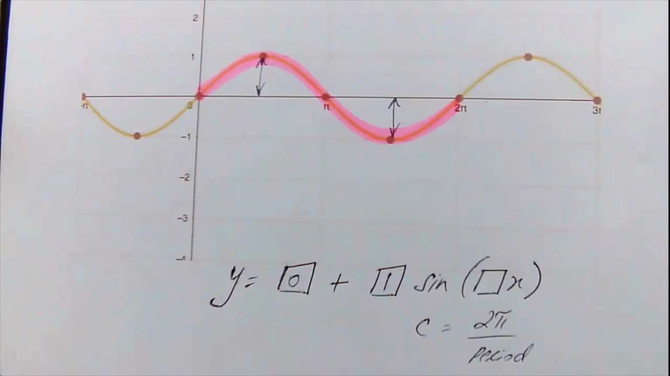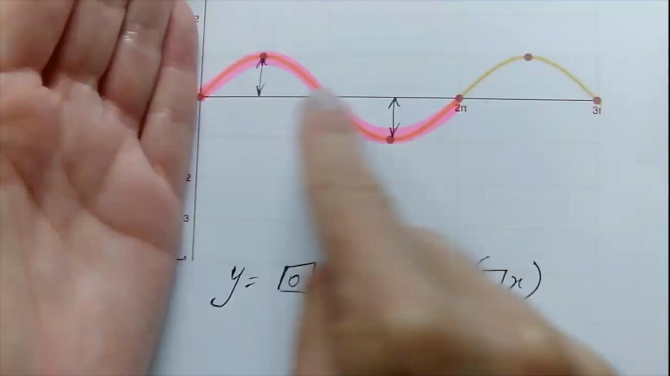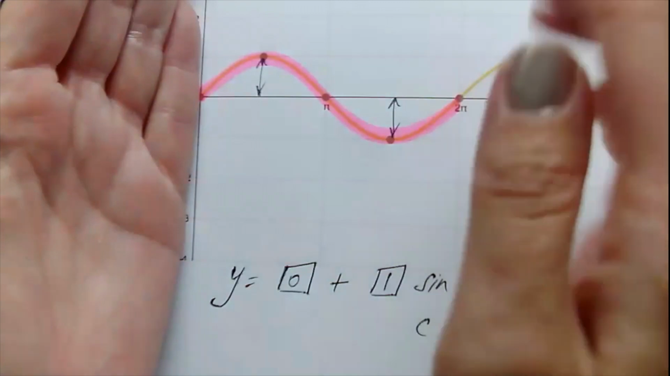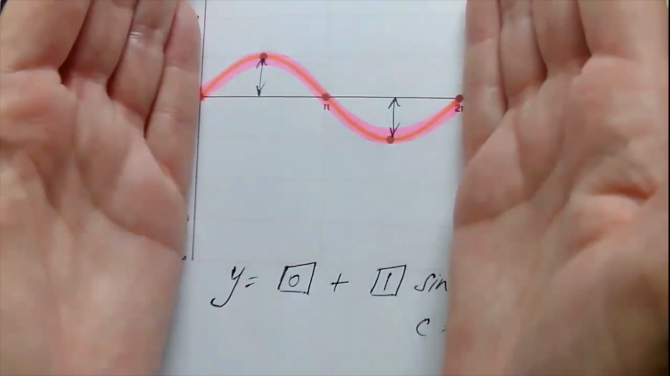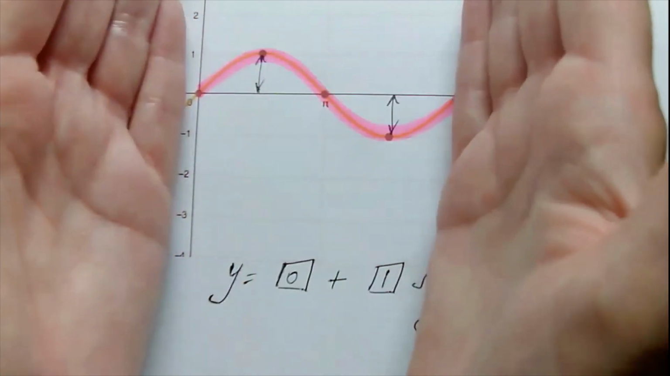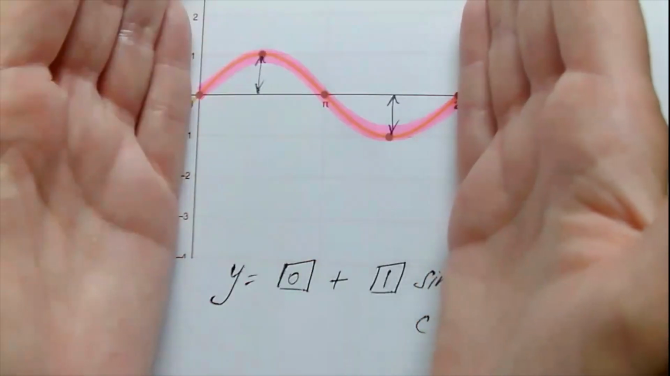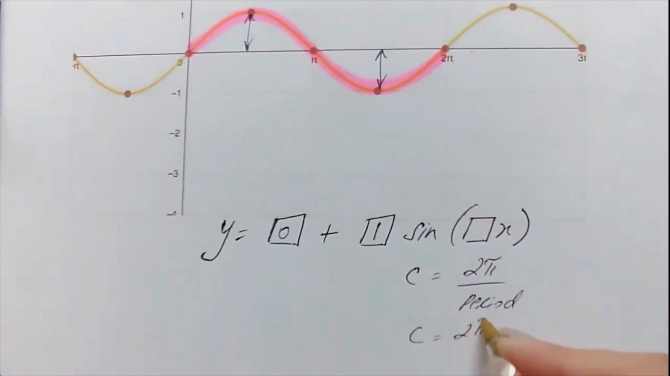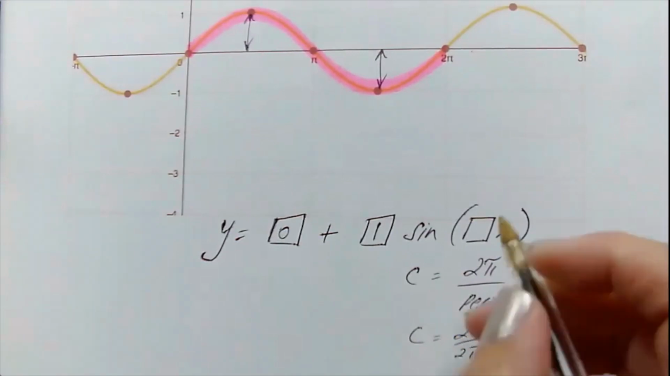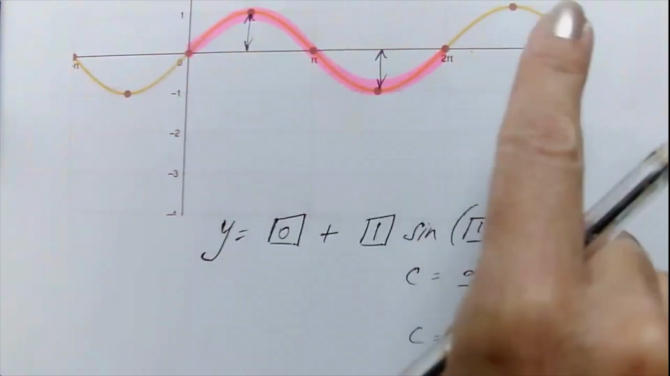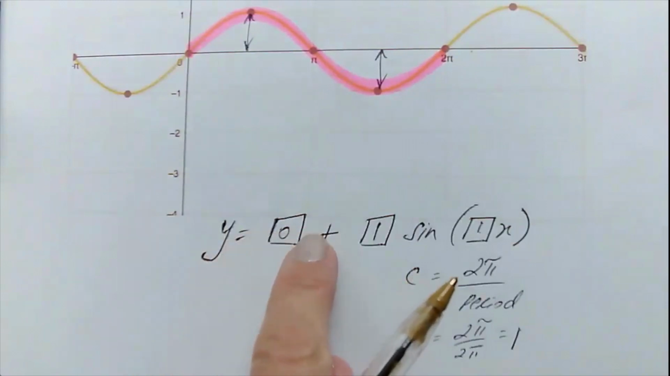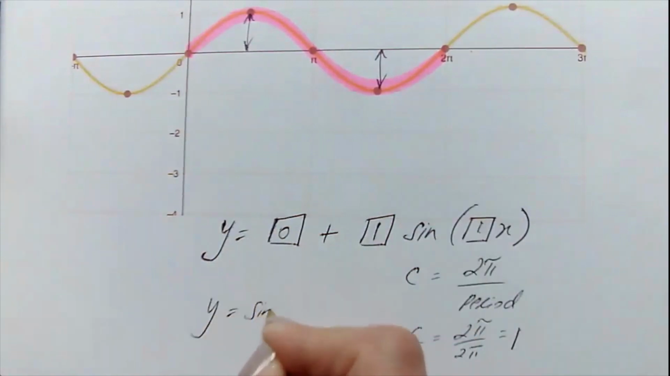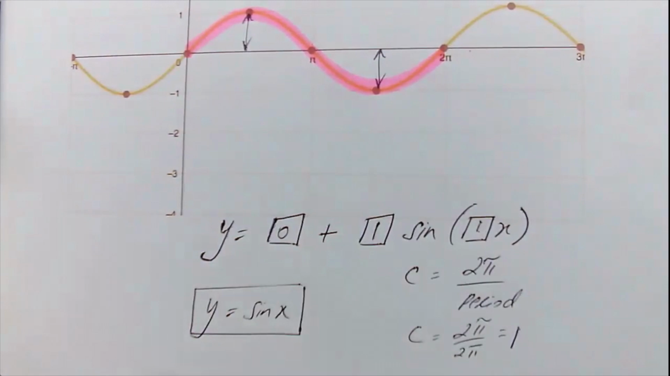So the shortest distance on this particular graph where that shape occurs is between 0 and 2 pi. Do you see that? I can see that that's the period of this graph. That's my sine function shape, the shape that repeats itself. And the shortest distance is between 0 and 2 pi, which means it's 2 pi. So that means c is equal to 2 pi divided by 2 pi, which is equal to 1. So 1 goes in there. So this function is y equals 0 plus 1 times sine 1x, which of course is just y equals sine x. It's the original sine x function.